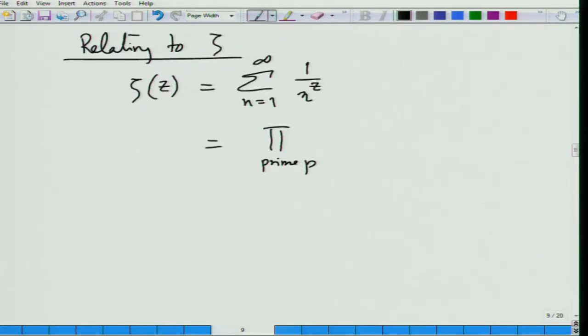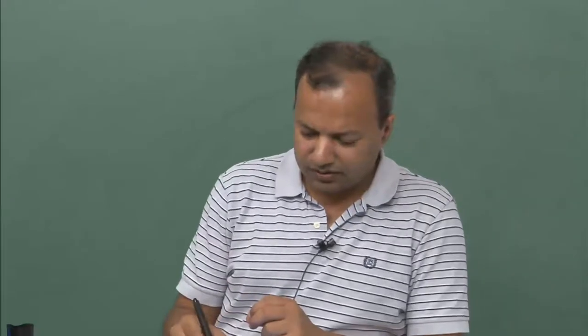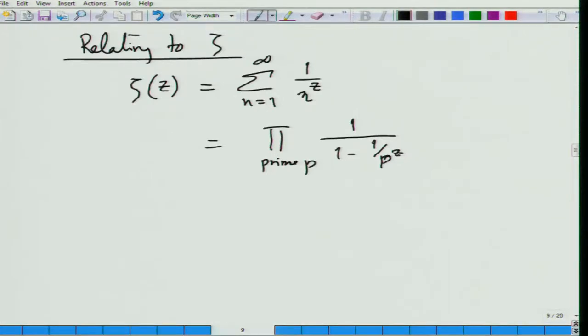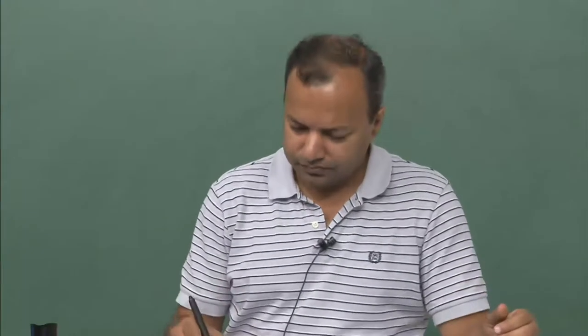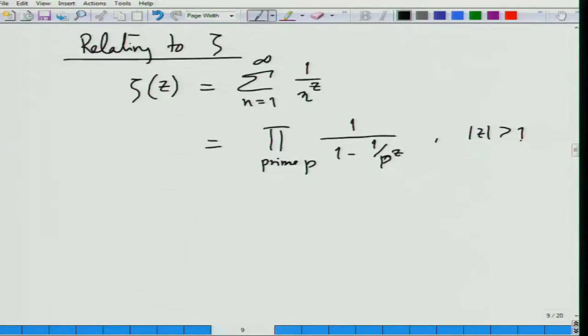We did this long time ago, and 1 over 1 minus 1 over p to the power z. Is that right? Yeah, that's right. Because this expresses it as a geometric series, and then we can get it. But now that we have started worrying about convergence, we have to see that this product is also convergent. It requires a bit of an argument, but you can see, not too difficult, that as long as the absolute value of z is greater than 1, this converges nicely, this equality holds. So, let us stick to this condition that absolute value of z is greater than 1.